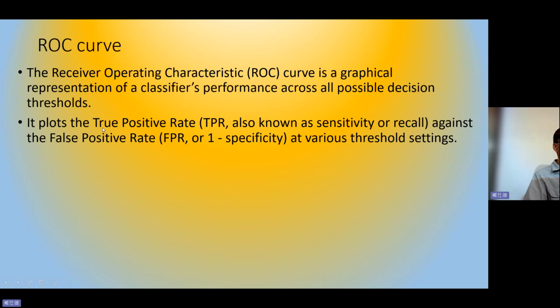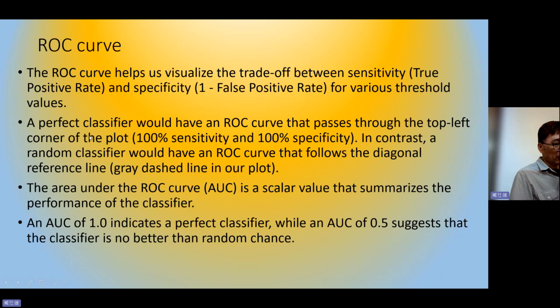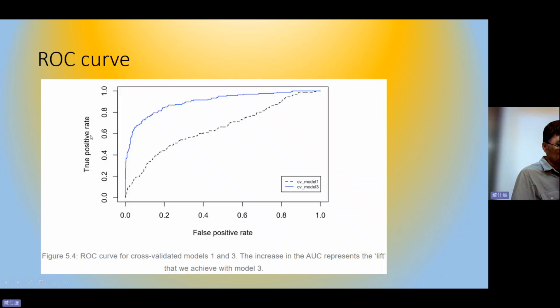Other metrics like the ROC curve, we call this the receiver operating characteristic curve. That's a representation of a classifier's performance across all possible decision thresholds. Now we have an issue about the decision threshold. If we are more concerned about the risk, maybe we can raise the decision threshold to a higher level. So down here, we can see the results.